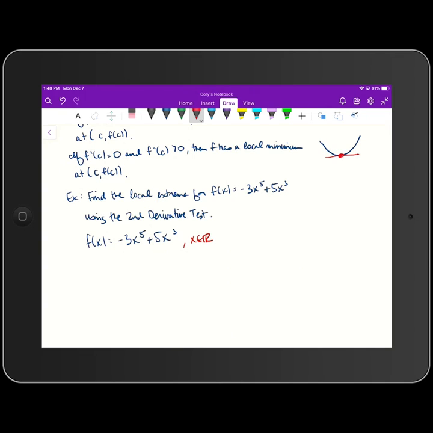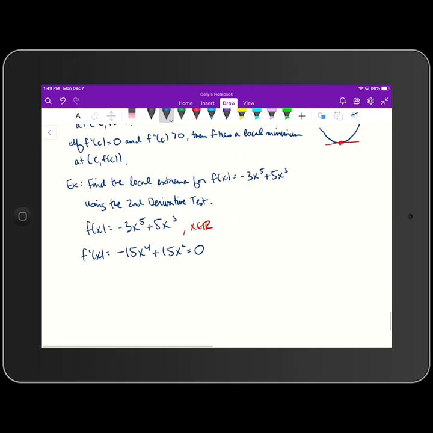Okay, so we want to figure out where the first derivative is 0. So we're going to take the derivative of our function. f prime of x is going to become negative 15x to the fourth power plus 15x squared. Because the derivative is a polynomial, the only critical points are going to be where that first derivative is equal to 0.